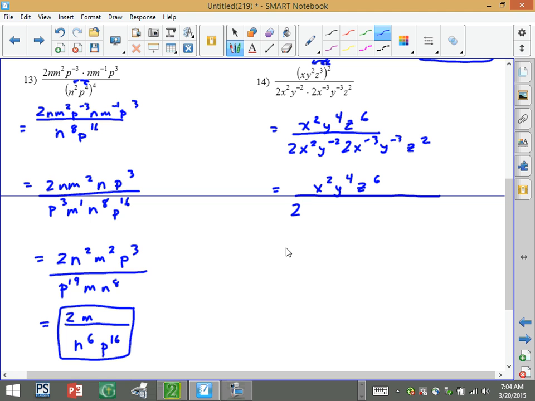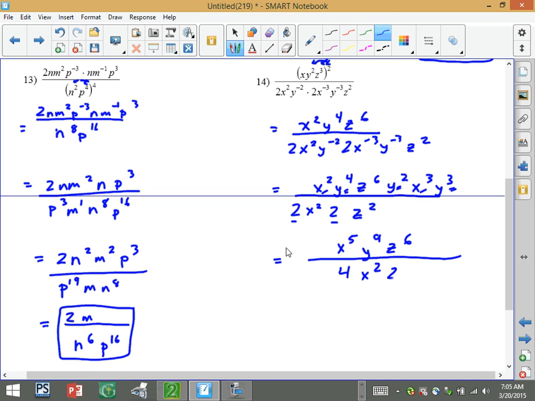Let's start picking our way through the denominator. The 2 stays put. The x squared stays put. The y squared has to move up. The 2 stays put. The x to the 3rd stays put, the y to the 3rd comes up. The z squared stays put. Now let's start combining what we can combine. There are now 5 x's in the numerator. There's 4 plus 2 plus another 3, so that's 9 y's in the numerator and 6 z's. The 2 times 2 is 4, x squared, z squared.